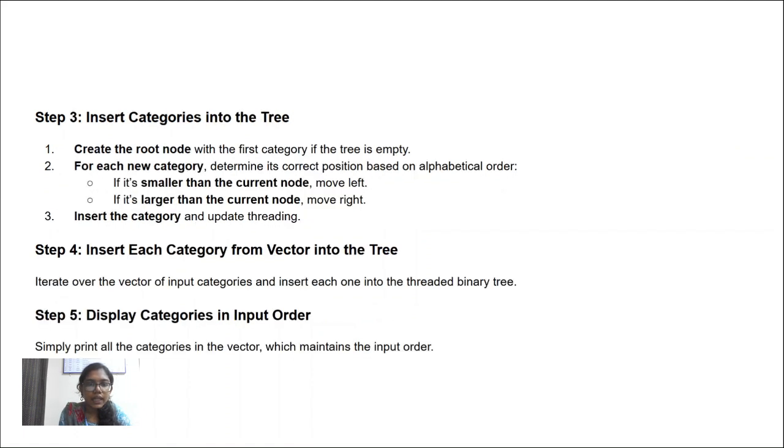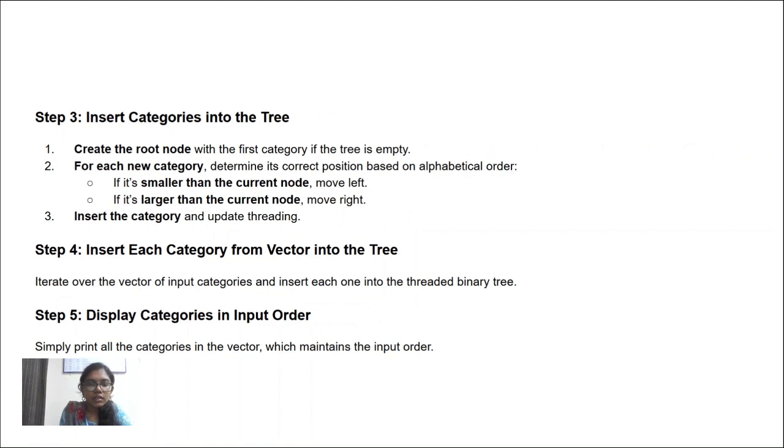Step 3 is to insert categories into the tree, in which we have to create a root node with the first category if the tree is empty. And then for each new category, determine its position based on alphabetical order. If it is smaller than the current node, we move left. If it is larger than the current node, we move right. And then insert the category and update the threading.